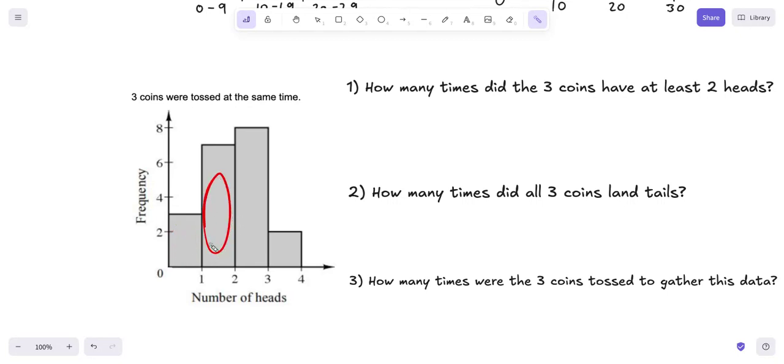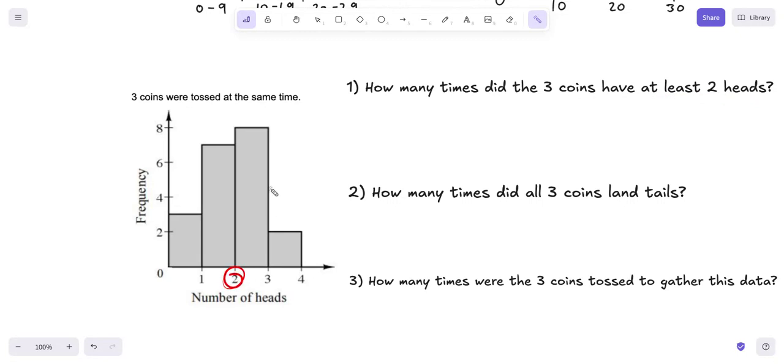Here we have 1 head and 2 tails. Here we have 2 heads and 1 tail. And here we have all 3 heads or no tails. Yeah, that's the number of heads. Again, frequency is how many times that number shows up. So number 1, how many times did 3 coins have at least 2 heads?